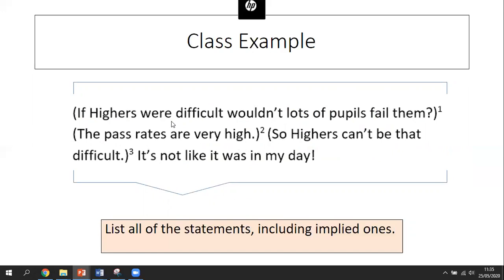And you can do it in the order in which they appear, which just makes things much easier. So if hires were difficult, wouldn't lots of pupils fail them? So you put brackets around that and you number it number 1. The pass rates are very high, bracket it number 2. So hires can't be that difficult, bracket number 3.